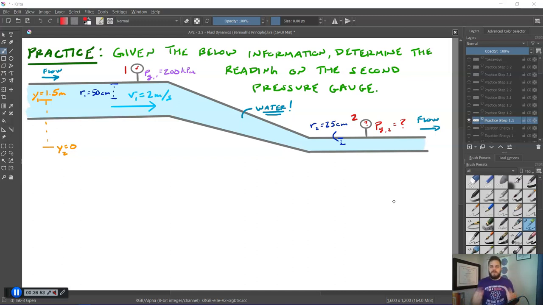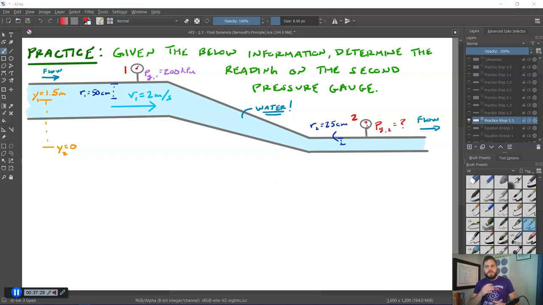So let's say we've got this particular situation. We have this pipe that's wider and then narrows down. It also drops in depth. And we want to know what is the gauge pressure at the bottom here. So go ahead, if you think you can do it, pause it, give it a try, give it your best shot, come back, and let's see how you did.